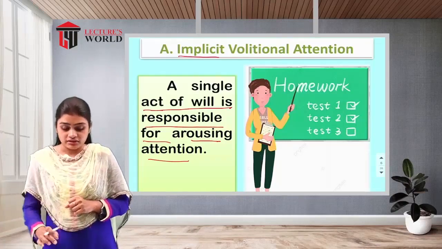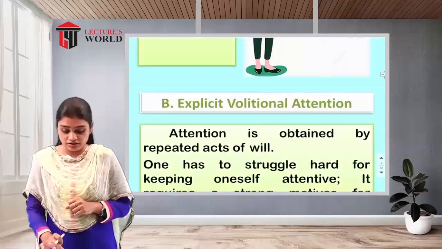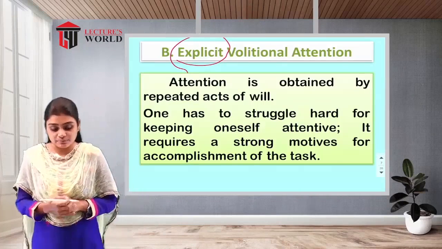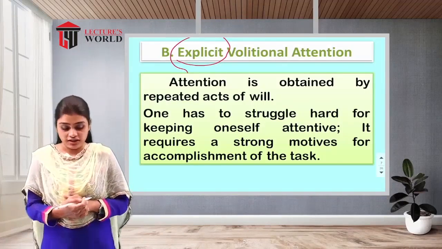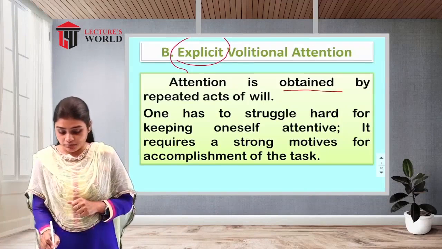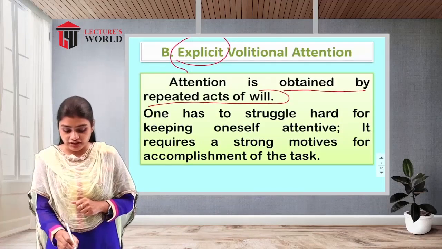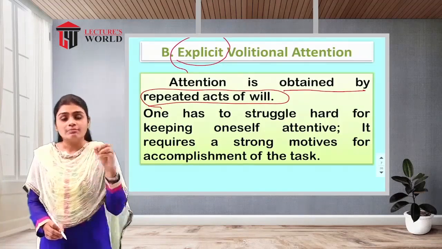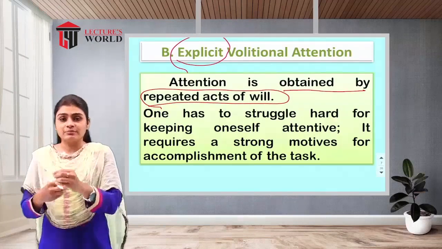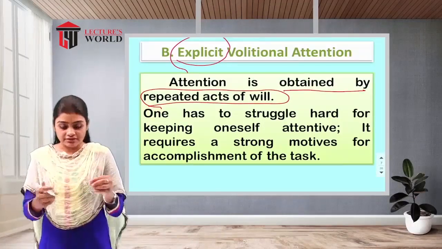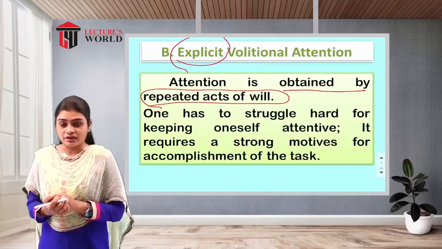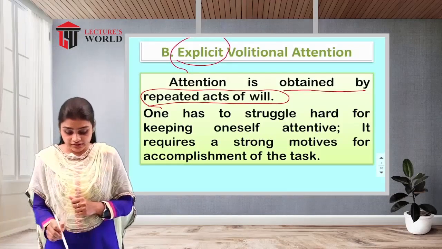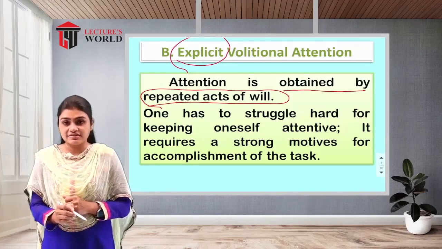At the same time, the other type of volitional or voluntary attention is explicit volitional attention. What is explicit volitional attention? Attention is obtained by repeated acts of will. In the earlier type we did only one act to fulfill our will, but here we repeatedly act to fulfill our will. That is the repeated act of will in explicit volitional attention. Let's see the example and further details.